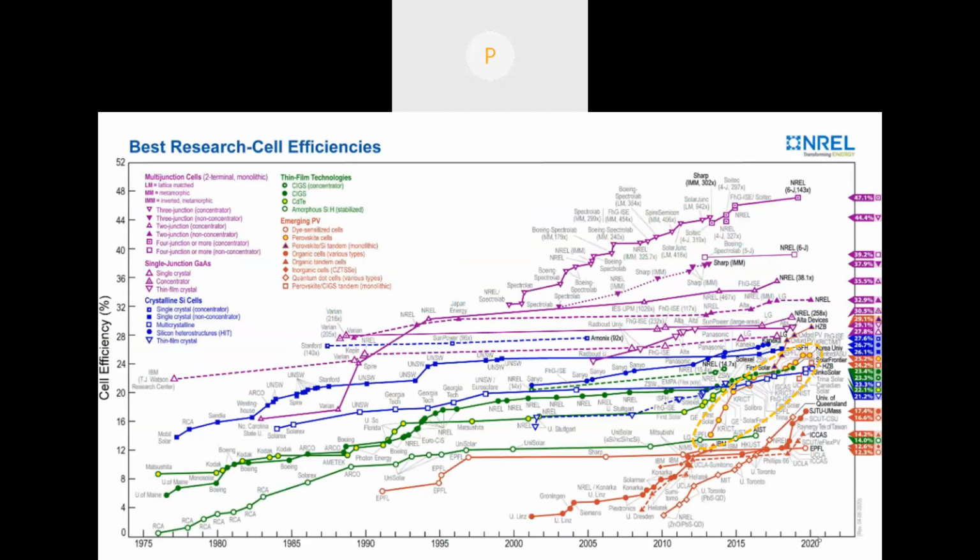So this is the NREL chart. On the top you can see multi-junction cells, single junction, gallium arsenide, crystalline silicon solar cell, thin film technologies, emerging PV technologies. So we have various types of solar cells. Today's topic is on perovskite solar cell, which is a type of emerging PV technology. Along with that, there are other technologies like thin film, and silicon is itself a dominant solar cell technology.